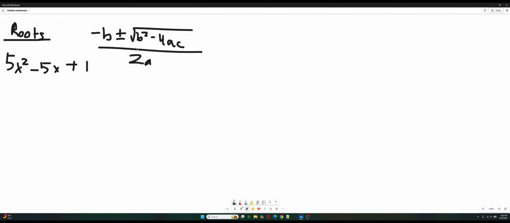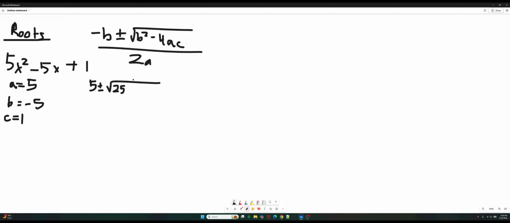You mainly want to use this when the answer choices have square roots in them. If there's square roots and they give you answer choices with square roots, then use the quadratic formula. So your a is going to be 5, just the coefficient in front of x squared. Your b is going to be negative 5. Don't forget the negative. It still counts. And then your c is going to be 1. So now you just plug it in. Negative 5, so that's positive 5, plus minus. B squared is 25.